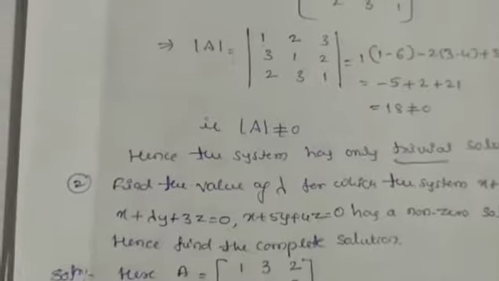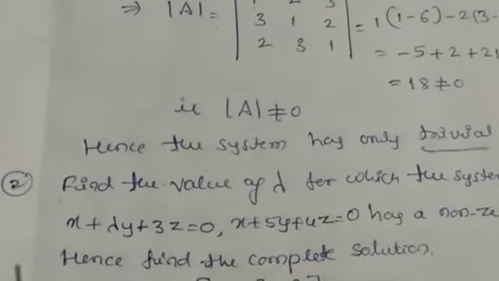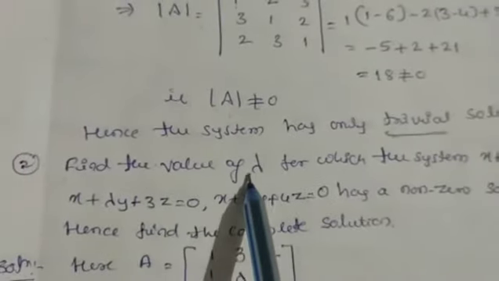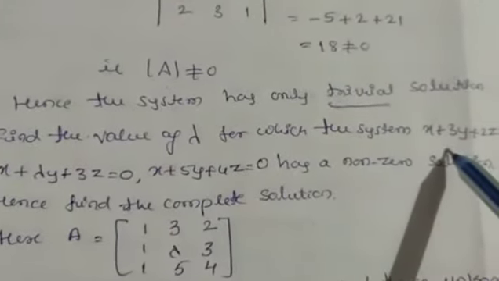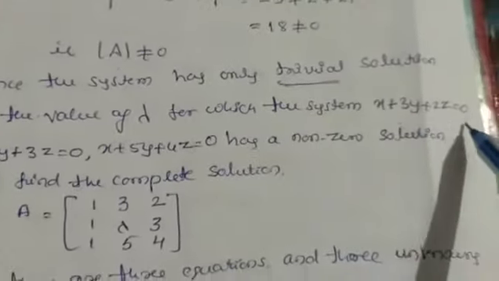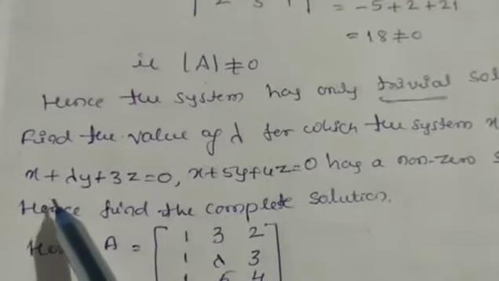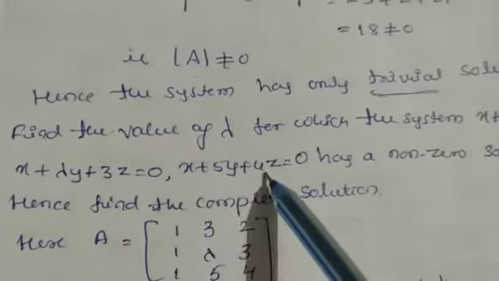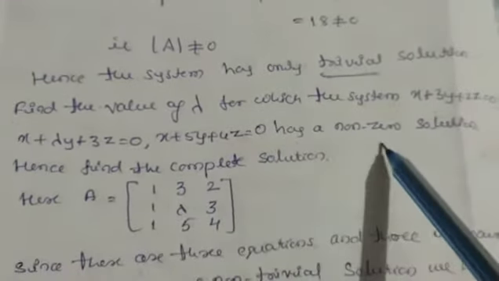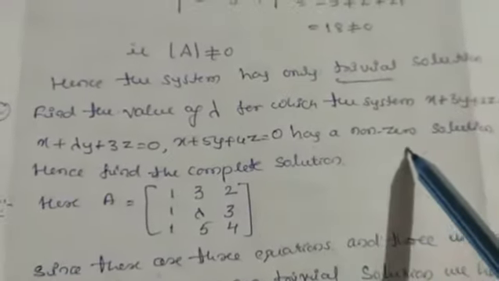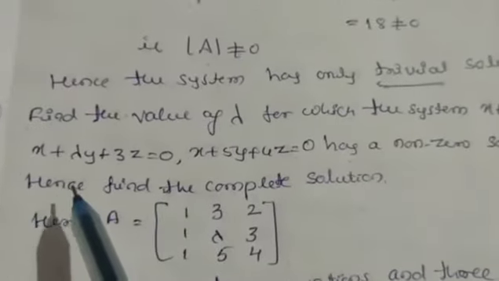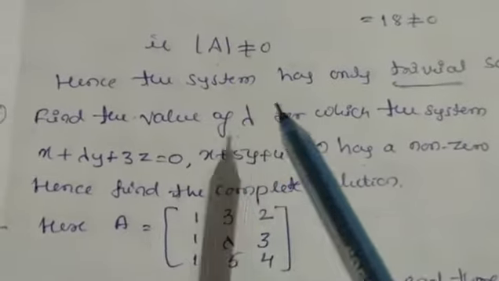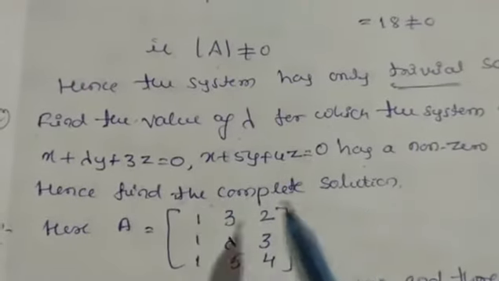So this is the solution of this problem. Let us take one more example. Find the value of lambda for which the system x plus 3y plus 2z equals 0, x plus lambda y plus 3z equals 0, x plus 5y plus 4z equals 0 has a non-zero solution. Non-zero solution means non-trivial solution. And hence find the complete solution also. First you have to find the value of lambda. After that you have to find the solution of this problem.